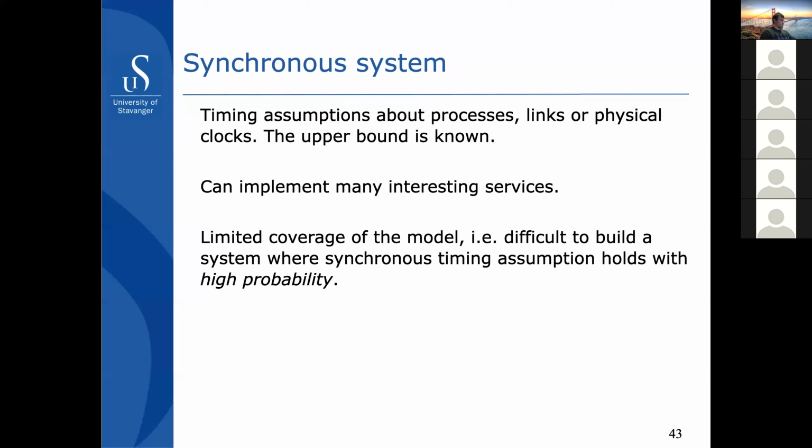Then the next timing assumption model is the synchronous. So here we know what the upper bound is, and if we know the upper bound of time delay, you can implement many interesting and useful services. But in reality, it turns out that it's very difficult to find or build a system where you can make this timing assumption.